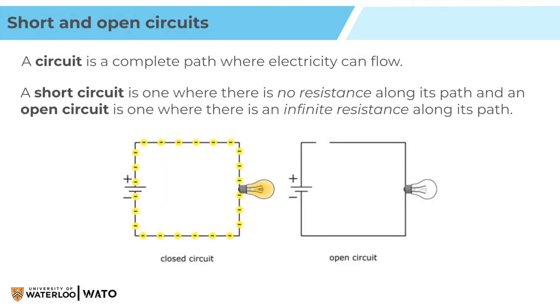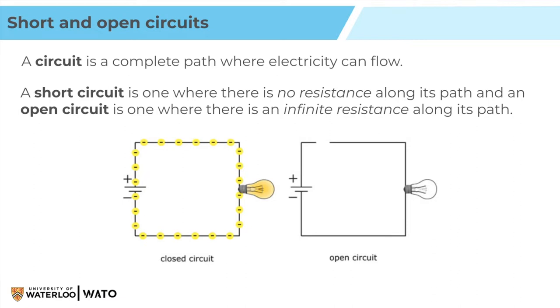Going a bit more into resistances, let's define what a circuit is. A circuit is just a complete path where electricity can flow. There are two special cases to consider. The first one is a short circuit, where there's no resistance along its path, while an open circuit is one where there's infinite resistance along its path. I probably forgot to mention this in the previous slide, but there is a passive component that you will put in your circuit called a resistor.